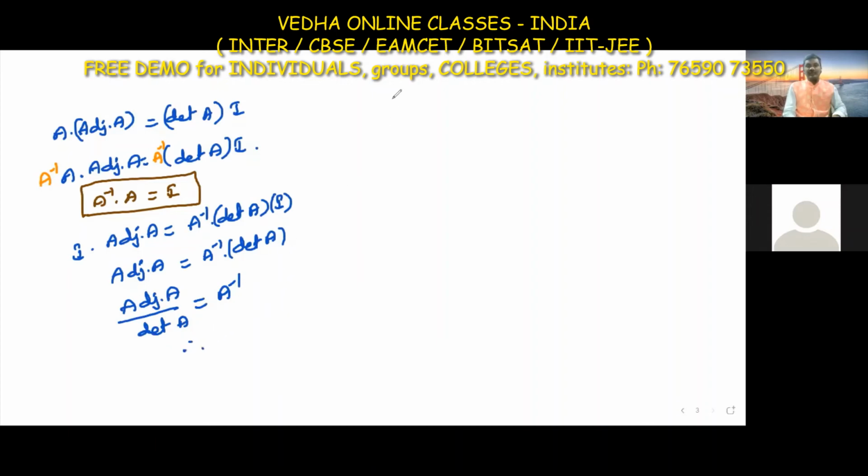Therefore, what is the final conclusion? A inverse is equal to adjoint A divided by det A. So this is the required solution. Understood?